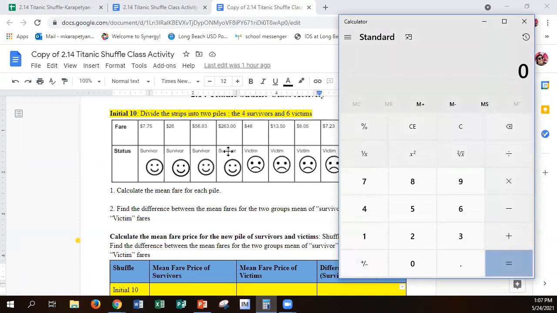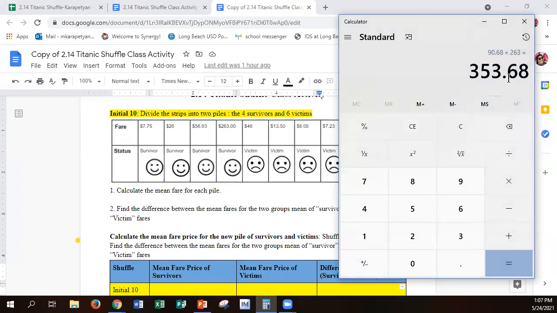So there's 4 of them. So it's going to be 775 plus $26 plus 56.93 plus 263. Holy moly. Okay, that person was rich. Okay, that's not the mean though, right?